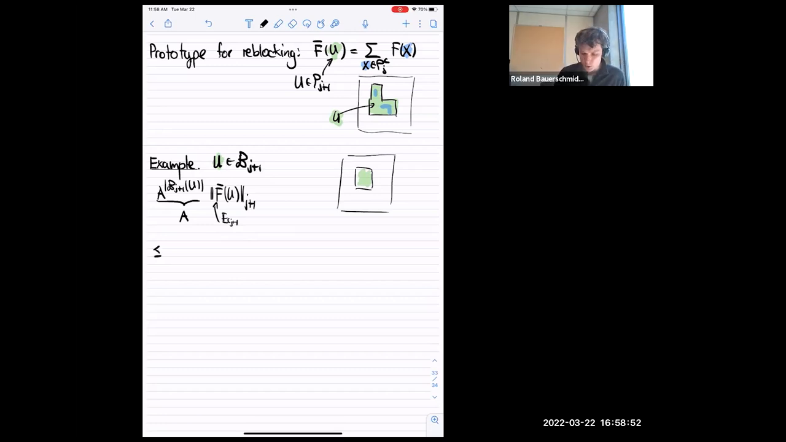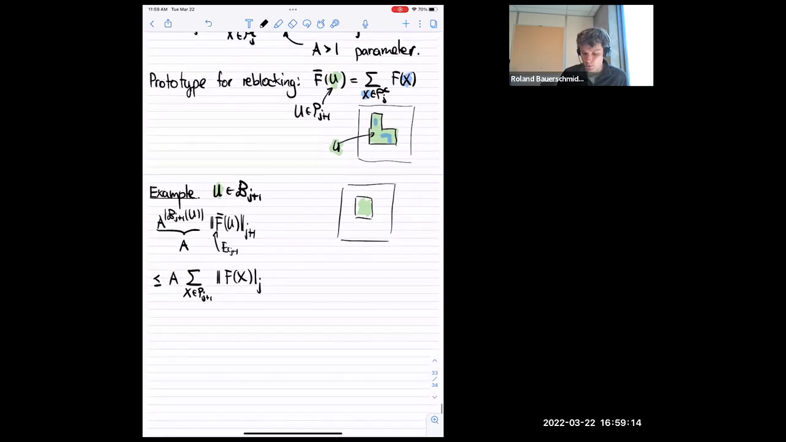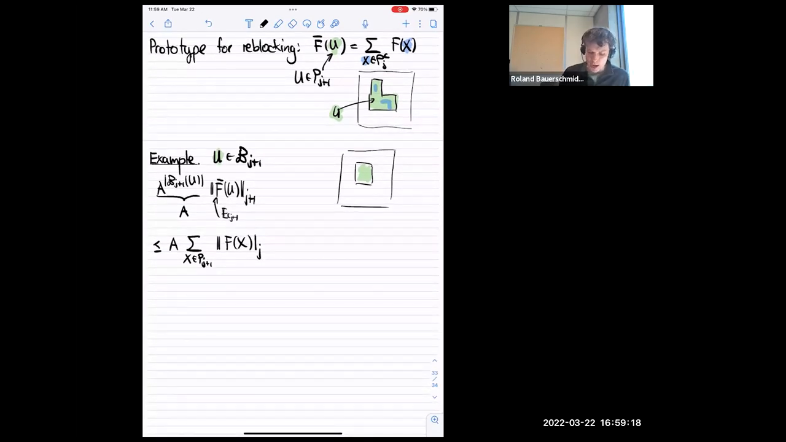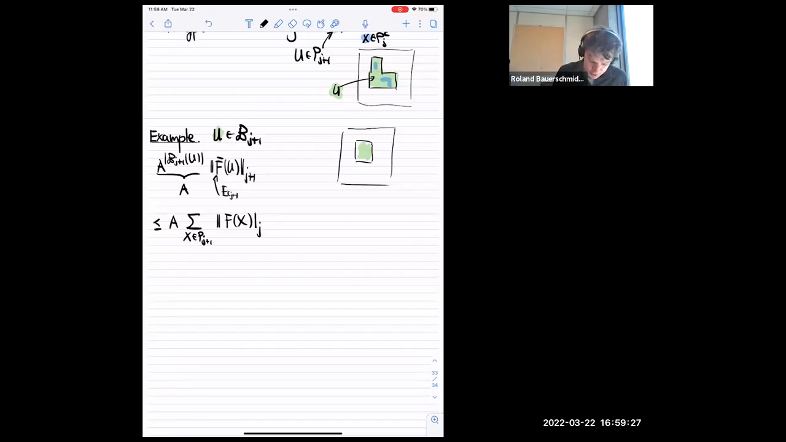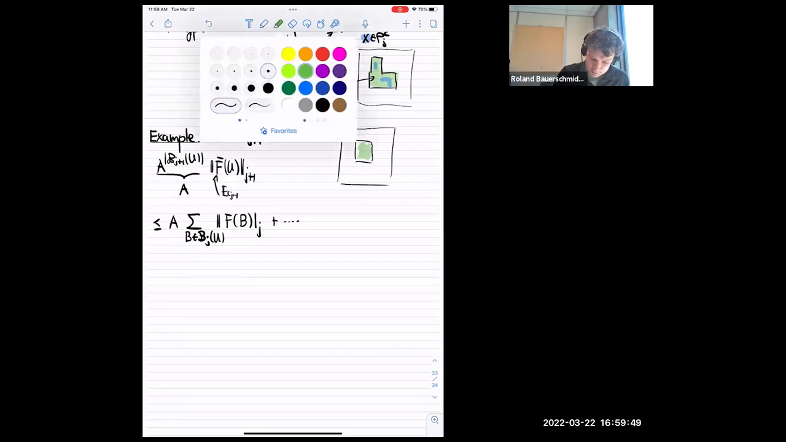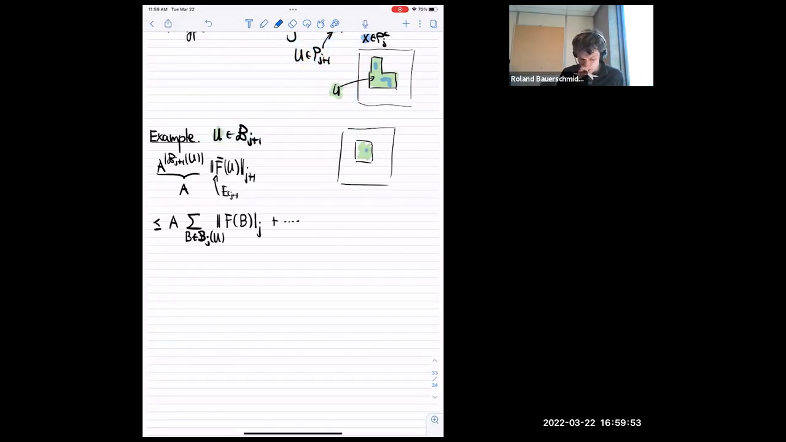Now, we just substitute in the definition and do the naive thing, which is, well, there's a sum, so let's put the norm into the sum. What we get is the factor A, and then there's a sum over X in P_{J+1} of F of X. This is what we get if we use the contractiveness assumption of the norm, and at least if we put the expectation in there. Now, this sum is over all connected polymers here, but in particular, you could just take single blocks in U. And then we have lots of other terms which are not single blocks. So a single block here would be there, and you could have more complicated ones.